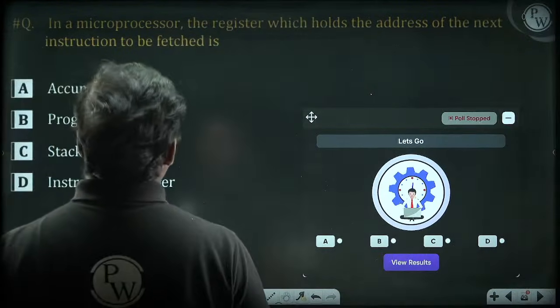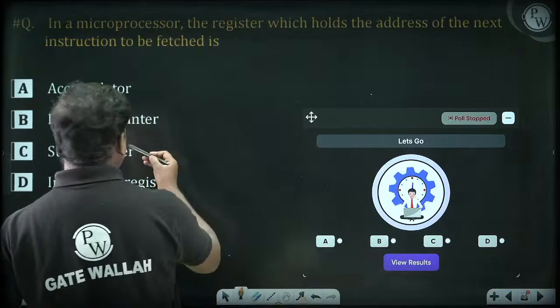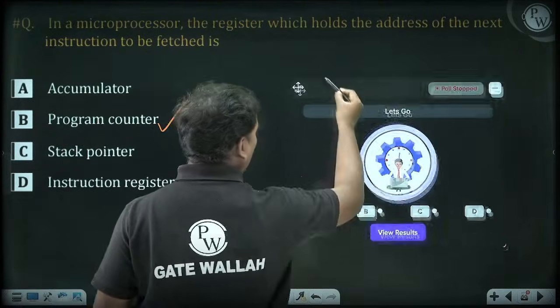What is the answer here? The register which holds the address of the next instruction to be executed is the program counter. So option B.